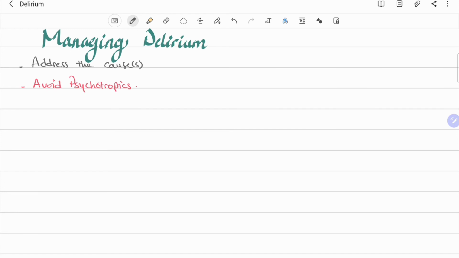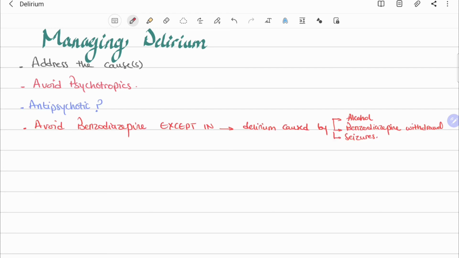If a psychotropic is required because the patient is significantly distressed or considered a threat to themselves or others, we can administer an antipsychotic orally if possible. A single dose of an antipsychotic is usually adequate. We should also avoid using benzodiazepines, except for delirium caused by alcohol or benzodiazepine withdrawal or seizures.